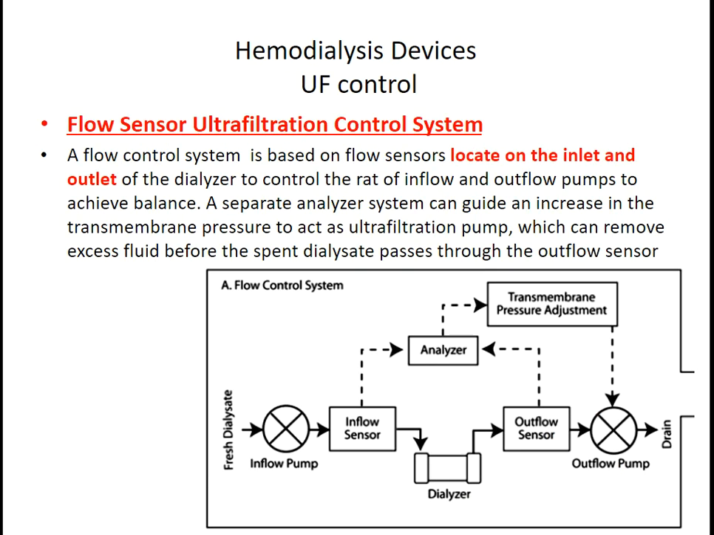The second ultrafiltration control system is the flow sensor ultrafiltration, which depends on a flow control system based on flow sensors located on both the inflow and the outflow of the dialysate. Inflow sensor and outflow sensor. This controls the rate of inflow and outflow pumps to achieve a balance.